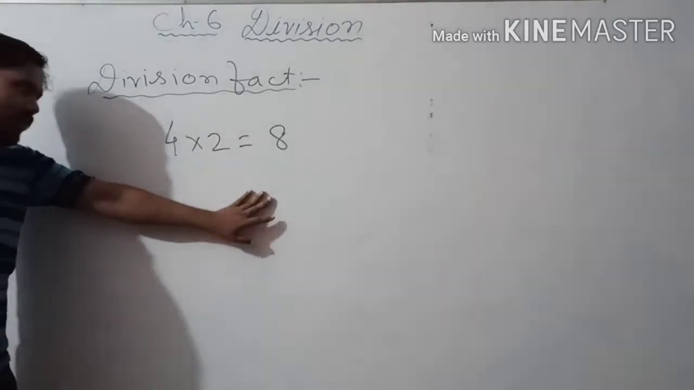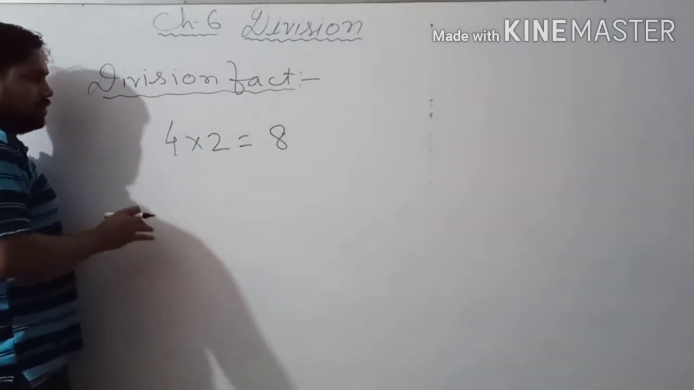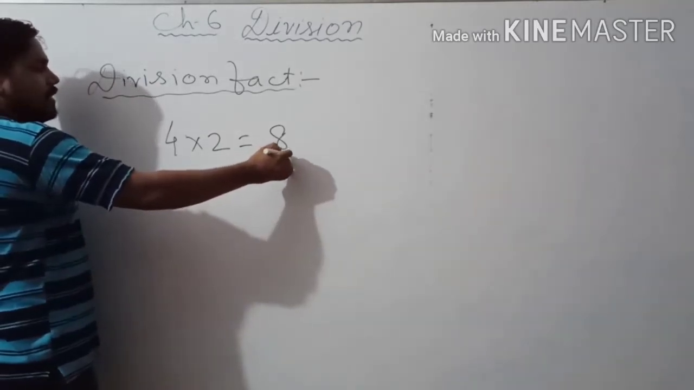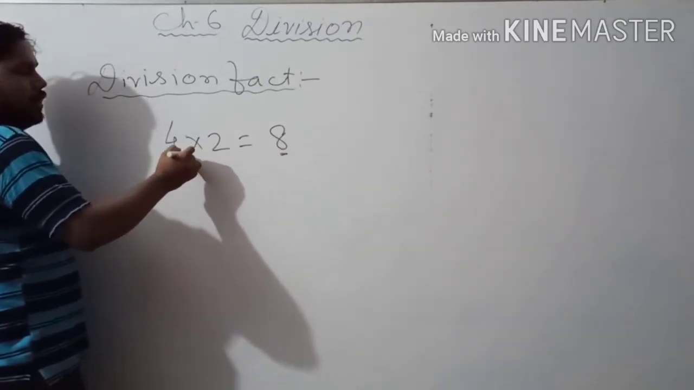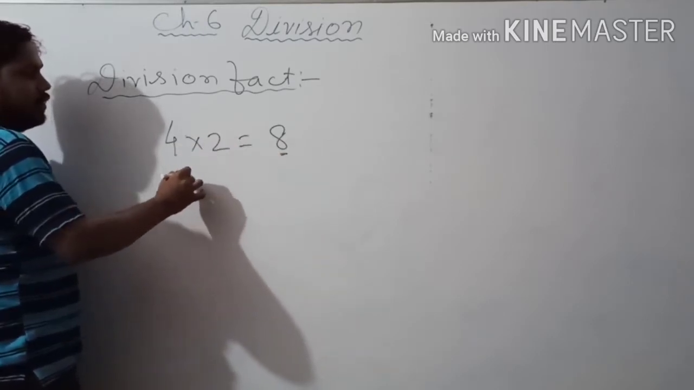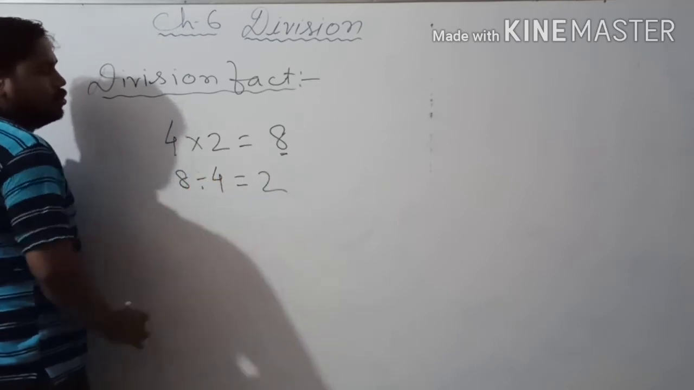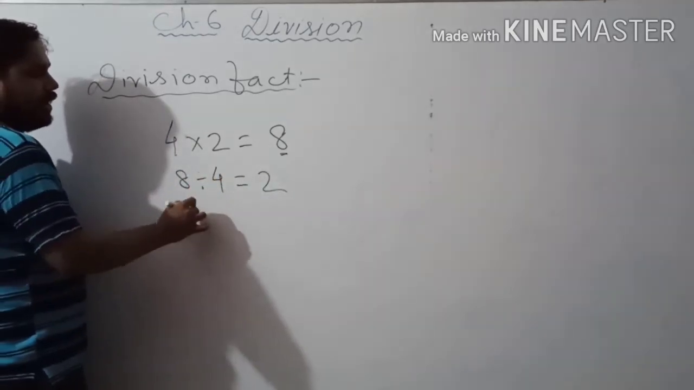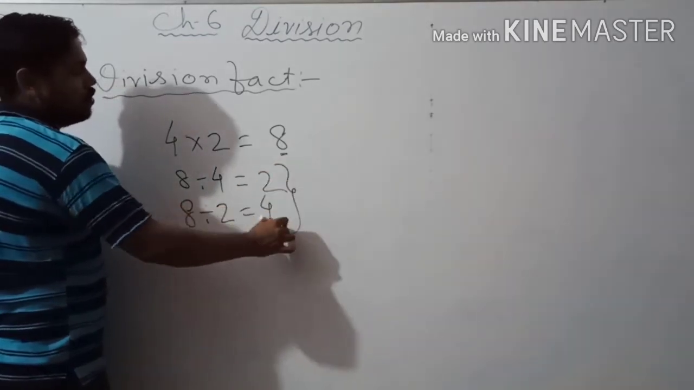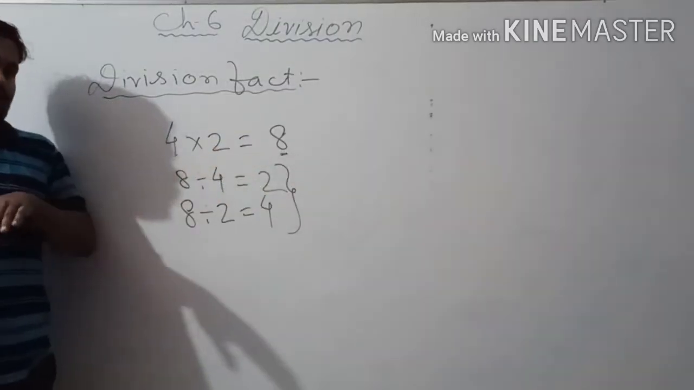तो इसका डिवीजन फैक्ट दो तरह से हो सकता है. एक्चुअली पहले ट्राई टू अंडरस्टैंड व्हाट द डिवीजन फैक्ट मींस. Division fact means when you divide this by any one of the numbers, the other number will come. So for example, if you divide 8 by 4, then you will get the answer 2, and if you divide 8 by 2 you will get the answer 4. So these two are the division facts of 4 into 2 is equal to 8.